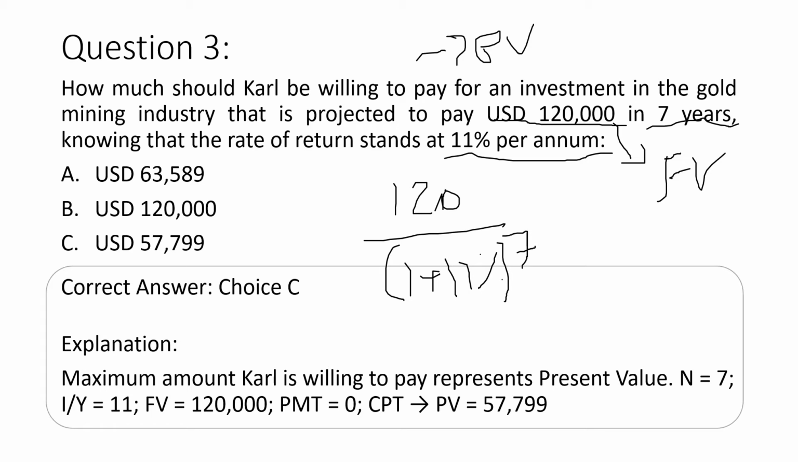The key is always determining what is required. What is required over here is the present value. And definitely you would have all the givens in order to compute this required outcome.